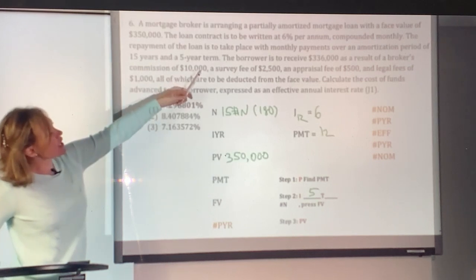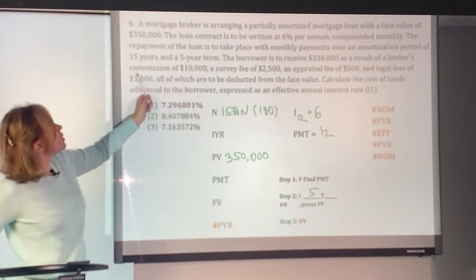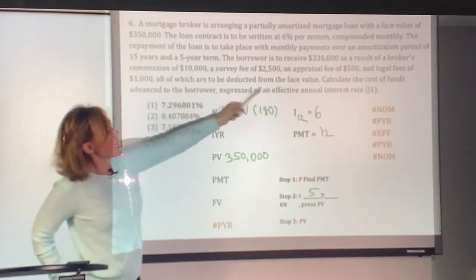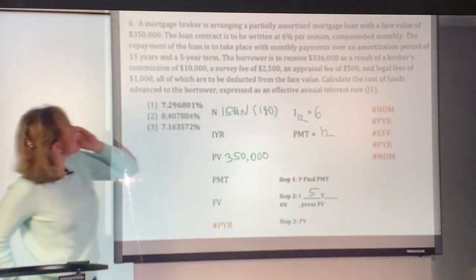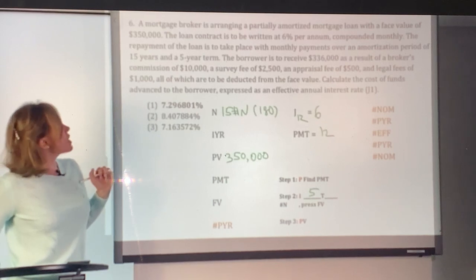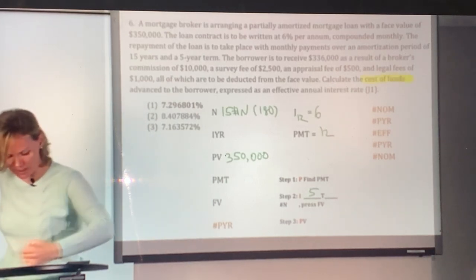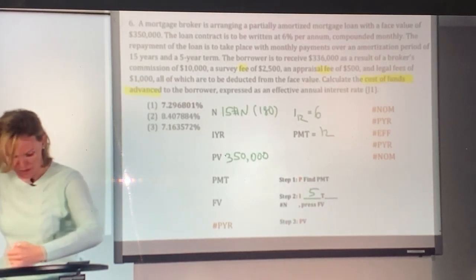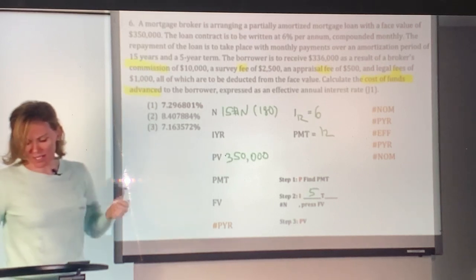The borrower is to receive $336,000 as a result of all of the commissions of $10,000, the survey fee, and appraisal fee. Do you see all those fees in there? Okay, and legal fees. Oh my gosh, all of which are to be deducted from the face value. Calculate the cost of funds advanced. That's your keyword. So there's a lot of keywords in this question. Okay, there's lots of fees in here. There's a lot of commission stuff in here. Expressed as an effective annual interest rate.